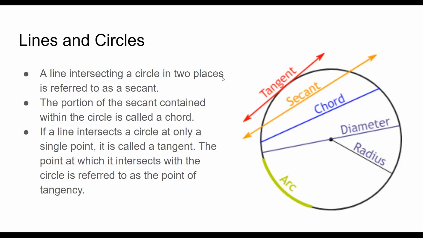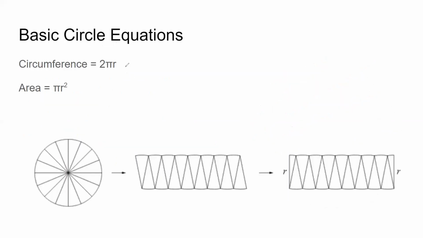Let's look at some basic equations that you probably already know. The circumference of a circle is calculated as 2 pi r, where r is the radius, and the area is pi r squared, where r is still the radius. But here's an interesting proof of the area of a circle equation.